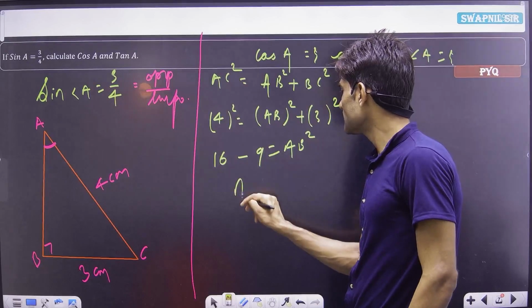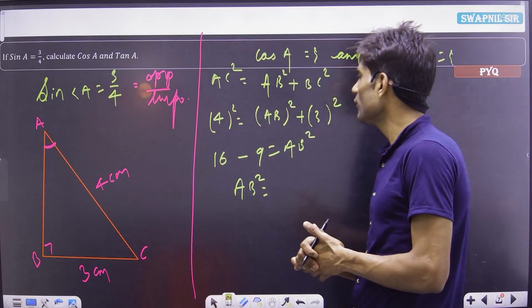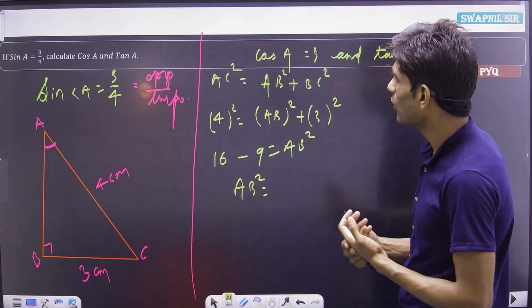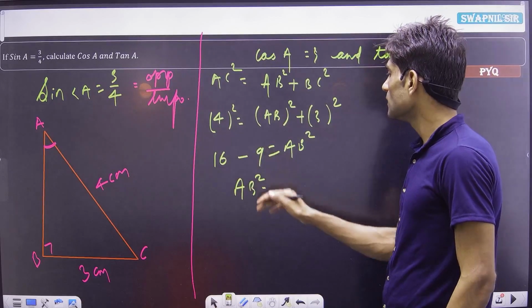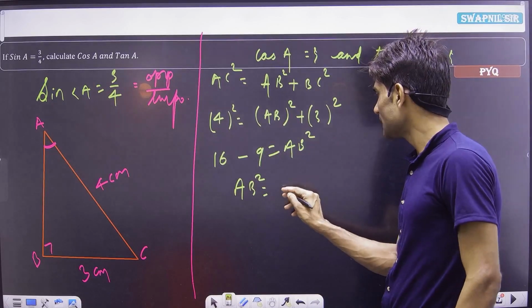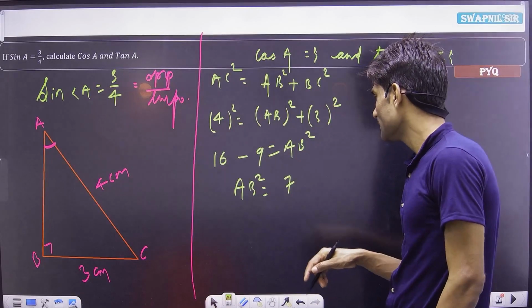Okay, so AB square we write as 16 minus 9. What is the value for 3 and 4 we have already. 16 minus 9 we write as 7. Is it 7? Yeah, it is a 7. 16 minus 9 is 7.